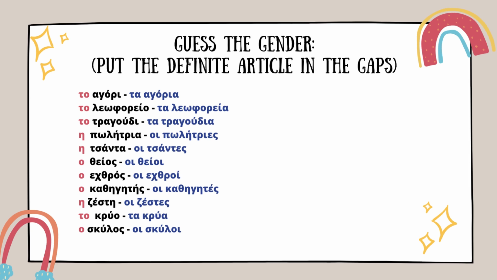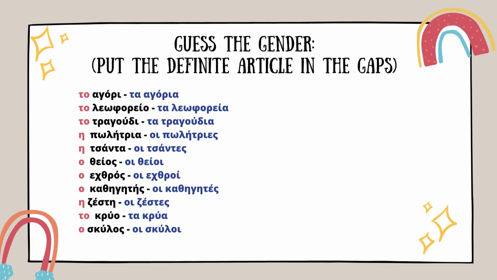Το αγόρι becomes τα αγόρια, the boys. Το λεωφορείο becomes τα λεωφορεία. Το τραγούδι, τα τραγούδια, the songs. Η πωλήτρια, οι πωλήτριες, the female sales assistants. Η τσάντα, οι τσάντες, the bags.